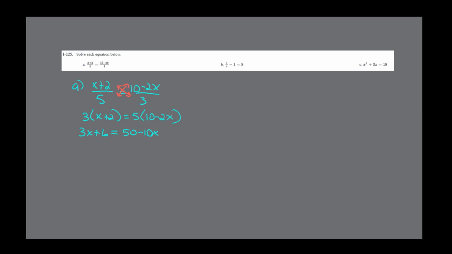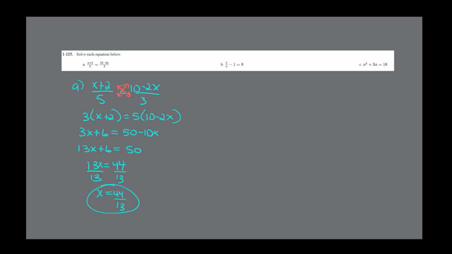Then we just solve. So I'm going to add 10x to the other side, so it'll be 13x plus 6 equals 50. Then I'm going to subtract 6, so that gives me 44x. Oops, don't forget my x. Then I'm going to divide by 13, and x just equals 44 over 13, okay? And that's a fine way to leave it. All right, let's go to B.